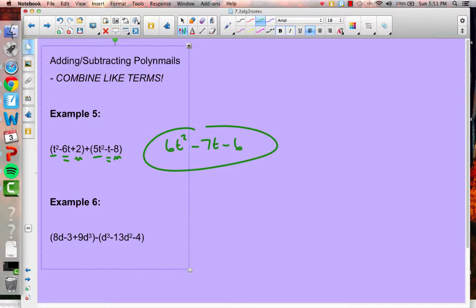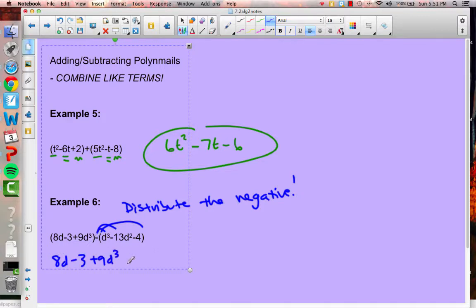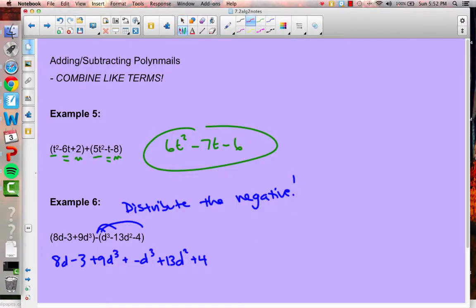Same thing for subtraction, except when you subtract, always distribute the negative first. That's important. Okay, and I'm going to write that down. Distribute the negative. So when I do that, I distribute the negative to all of these, and basically what this does is it turns it into addition. So we'd have 8d minus 3 plus 9d cubed, and then this minus sign becomes a plus, and now we have a negative d cubed. We have a positive 13d squared, because I distributed a negative and a negative, and then lastly negative times negative gets us positive 4.